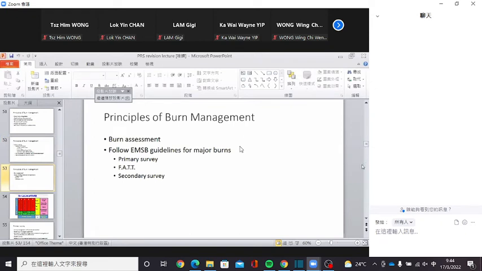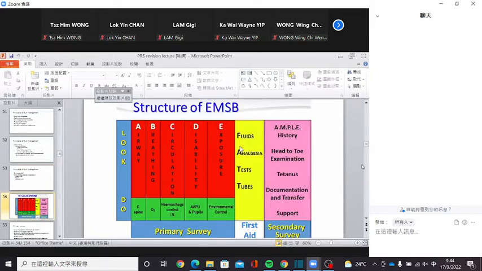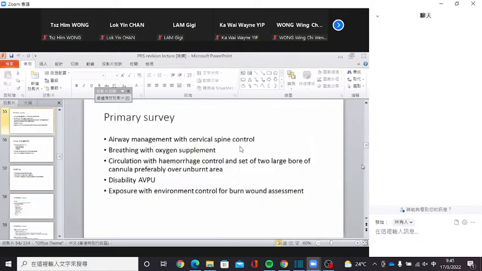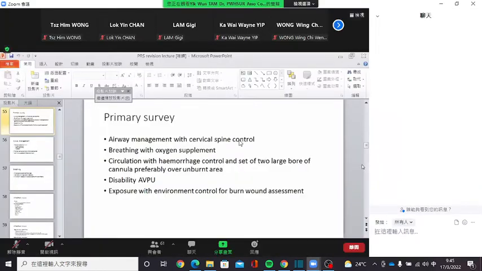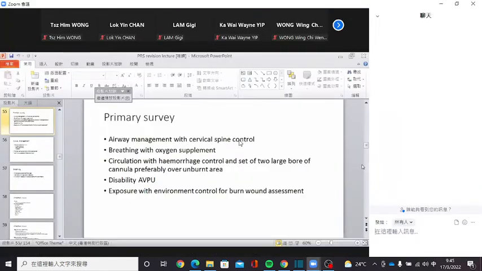So in our practice, we follow the EMSB guideline for management of severe burns. That is a very standardized protocol like the ATLS, and this shows how it's structured. We start with airway, breathing, circulation management and check for any disability and exposure of the patient. Then we add a block of FATT, namely fluids, anesthesia, tests and tubes, which completes with a secondary survey like the ATLS.